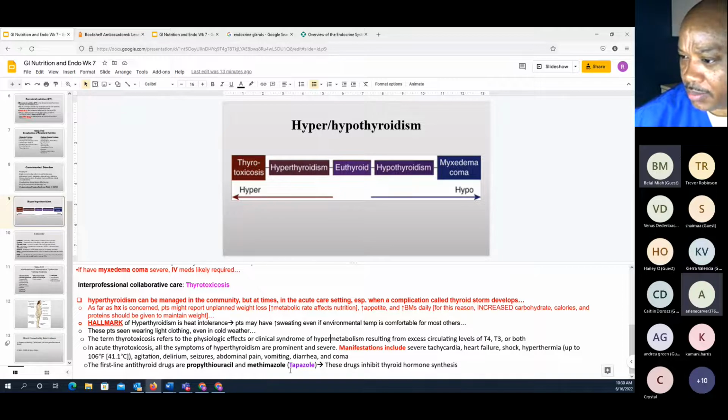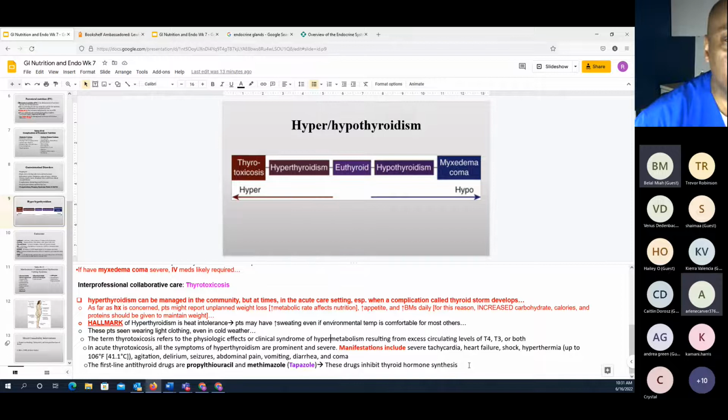I told you about the symptoms here. And look at the first line drug treatments here. You have propylthiouracil and Tapazole as the drugs, and these drugs inhibit thyroid hormone synthesis.